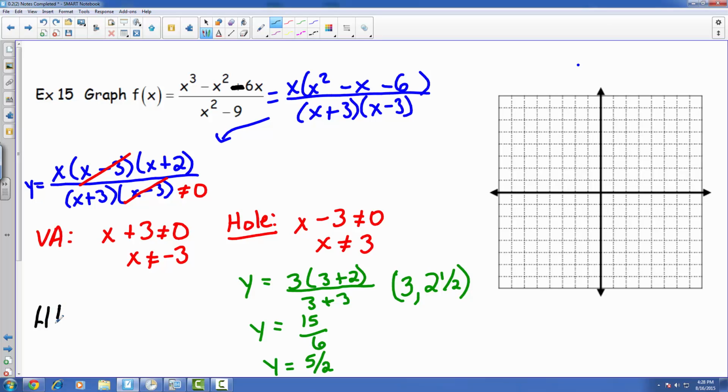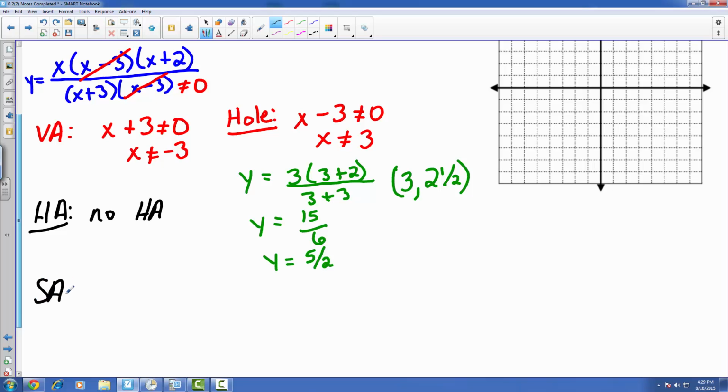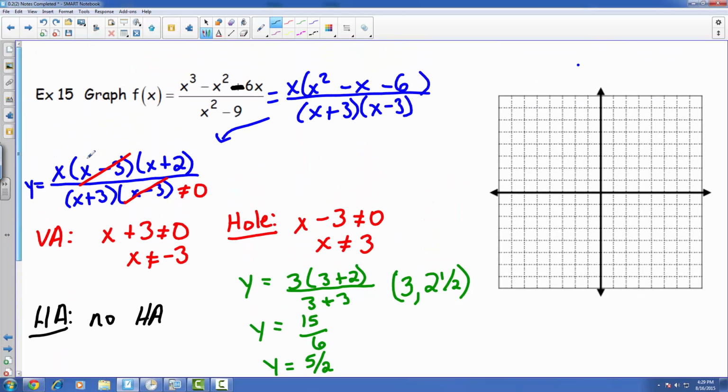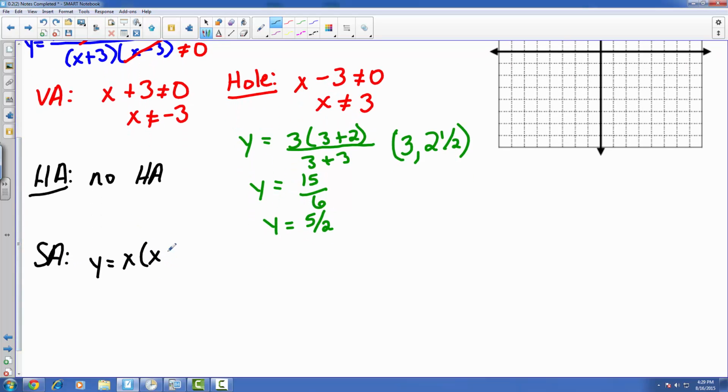Well, for our horizontal asymptote, we have that scenario where we have a degree that's higher on top than it is on the bottom, and as a result, we won't have a horizontal asymptote. Now, moving gears towards finding the slant asymptote, what we have to do is take our simplified version and just rewrite that for now. So we have y is equal to x times x plus 2, all over x plus 3.